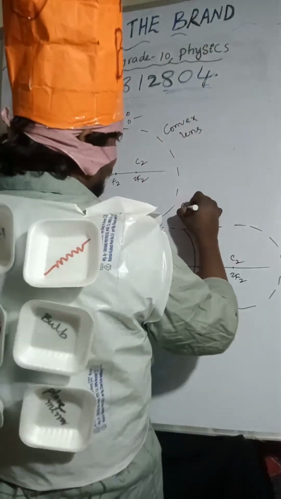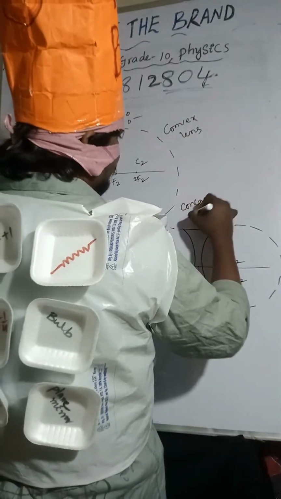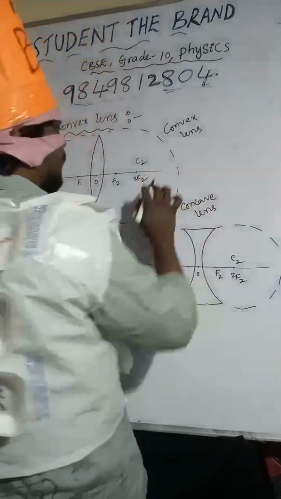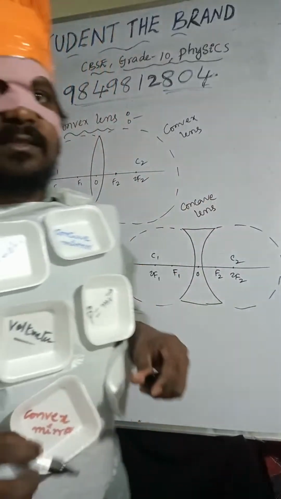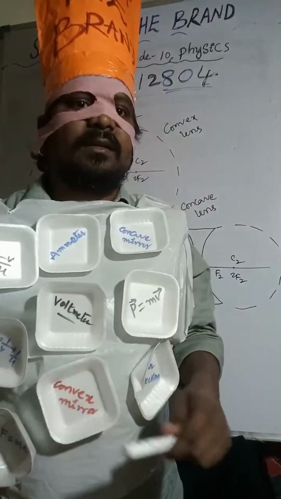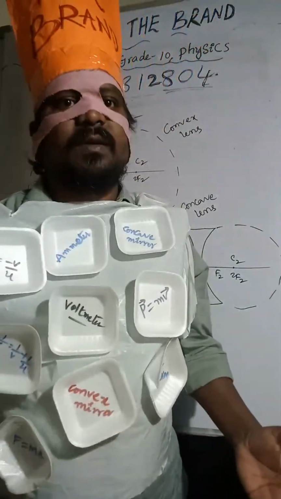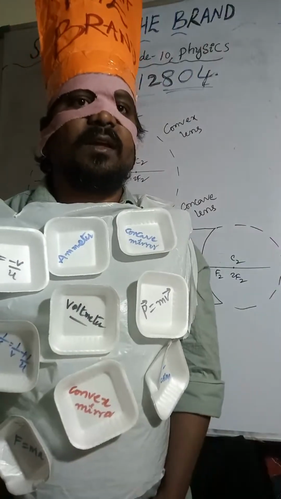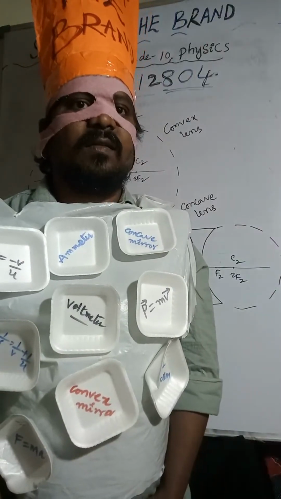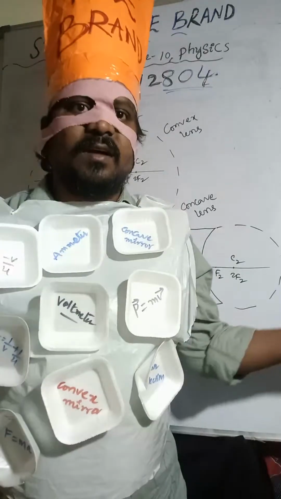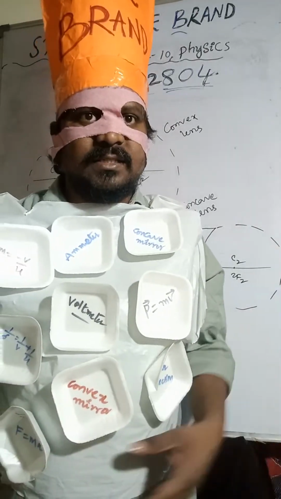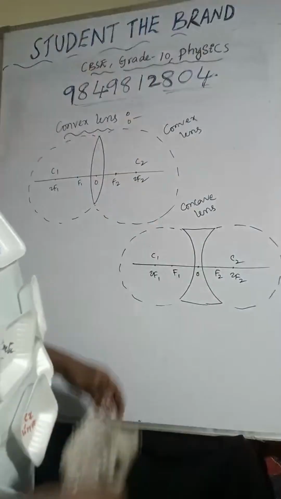So this is a convex lens, and this is a concave lens. Now we will discuss the ray rules of convex lens and concave lens, and we'll discuss image formations of concave lens and convex lens.